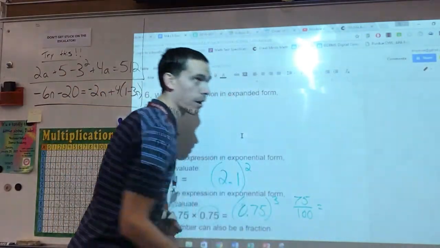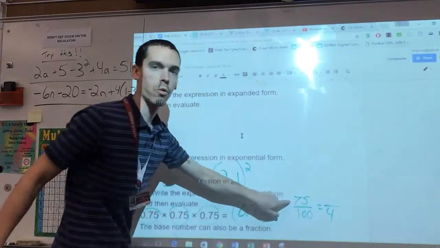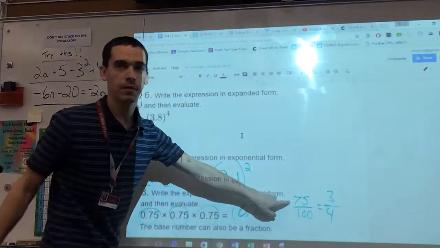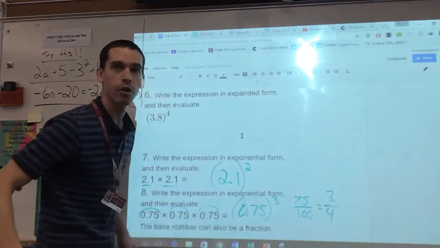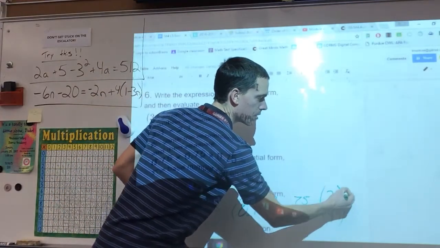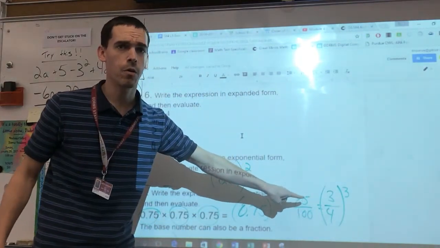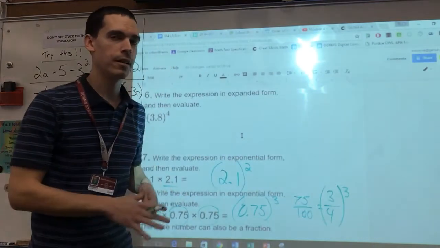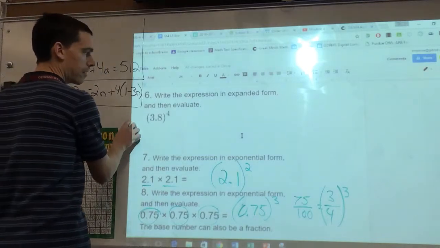This is equivalent to, well, how many quarters are in a dollar? 4. How many quarters make up 75 cents? 3 of them. Okay? So this, and what was our power? Or exponent. It's to the third power. So in parentheses, we can also write this 3/4 to the third power. Multiply those out, you'll find that. Okay? Calculate those out. I'll be right back.